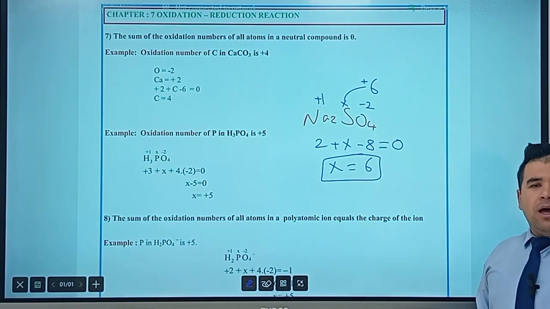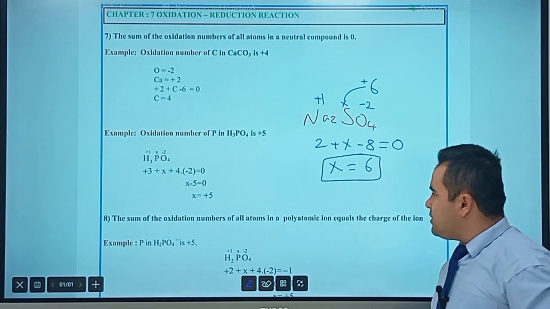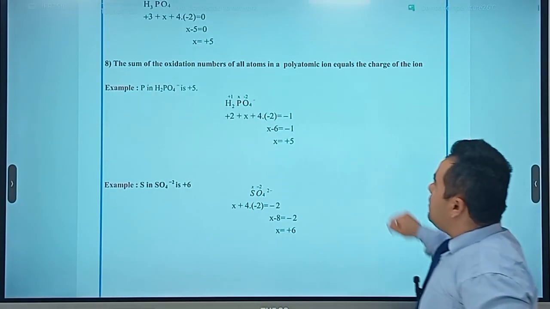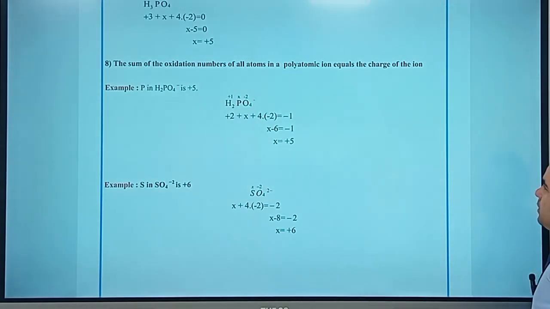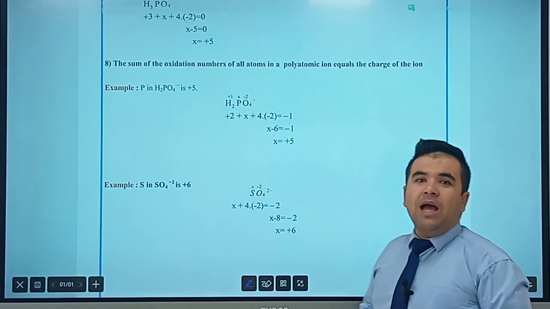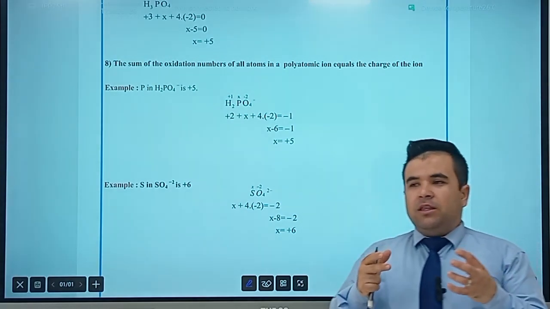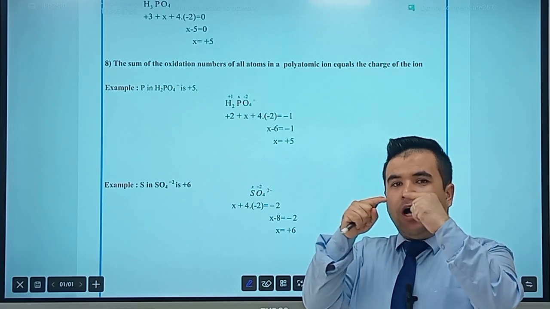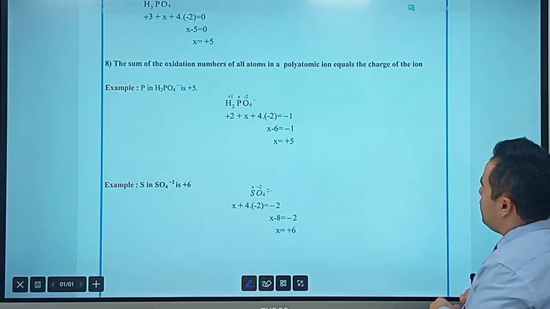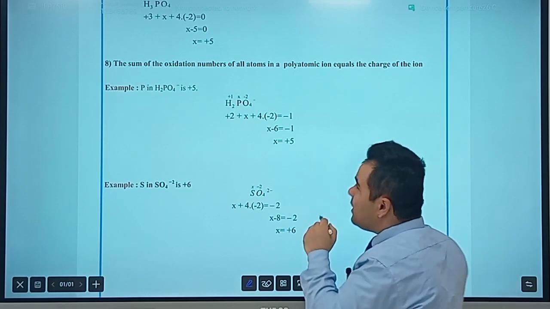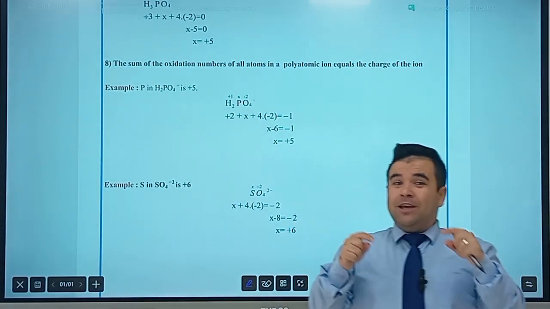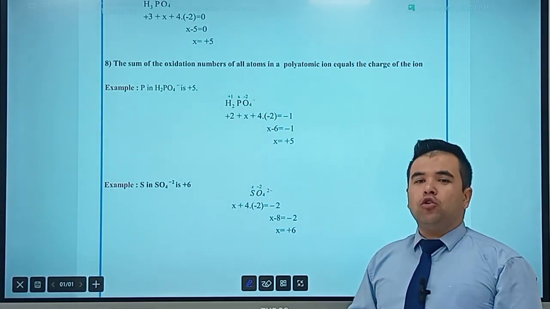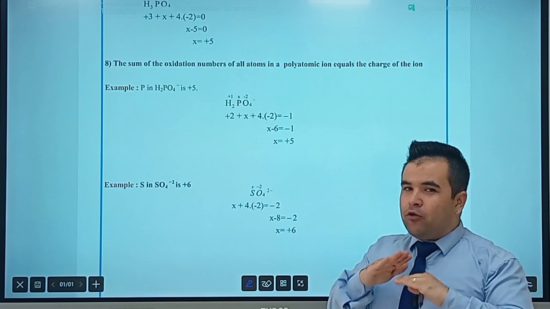That's how we can use the summation of all atoms' oxidation numbers equals 0 in a neutral compound. The next rule talks about polyatomic ions, guys. You have studied that polyatomic ions are a cluster of atoms which have a charge. You have studied the table of polyatomic ions and monatomic ions. The rule says the summation of the oxidation numbers of all atoms in a polyatomic ion equals the charge of the ion. The charge of the ion, not 0.